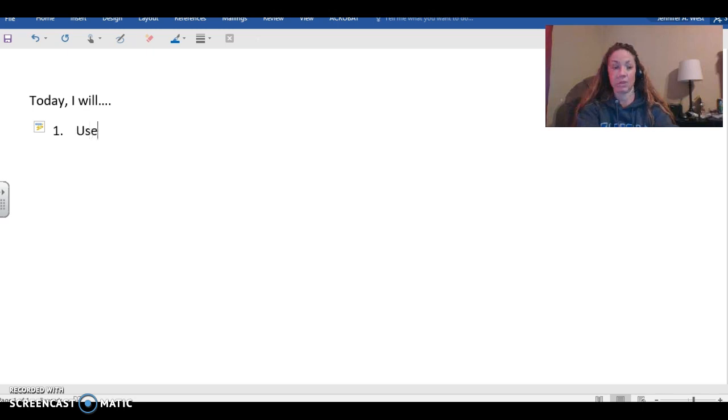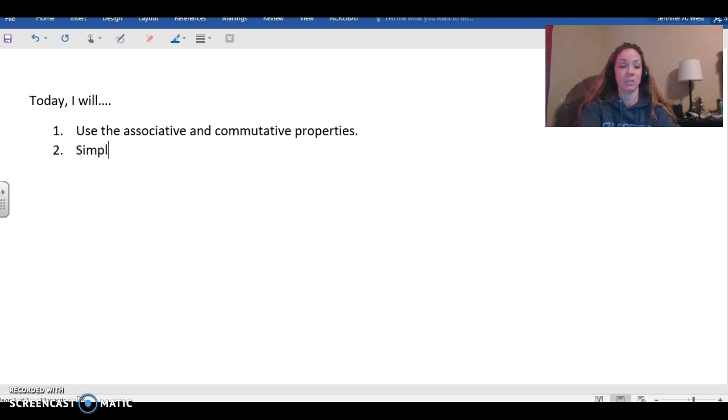Number one, use the associative and commutative properties. Those are goofy words and they get me tongue-tied every time. And your second, there we go, is so that I will simplify algebraic expressions. So make sure you get those in your notes.